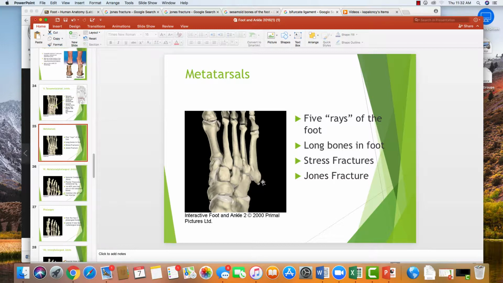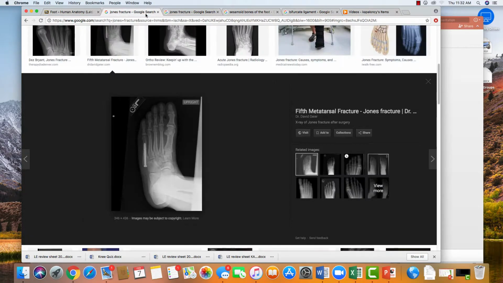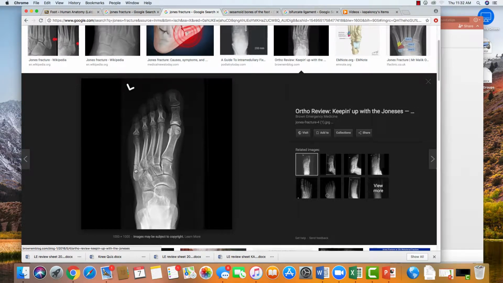But remember that base of the 5th metatarsal, how we talked about it kind of going out like that. This is very prone to injury, and there's something called a Jones fracture, which is actually a fracture or a break through that base here. And I've got a nice picture of a Jones fracture.